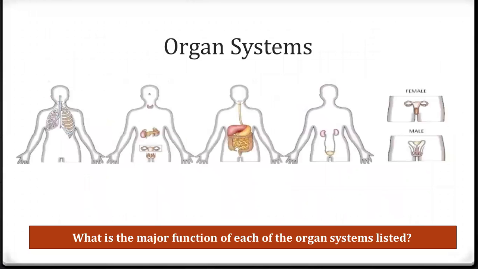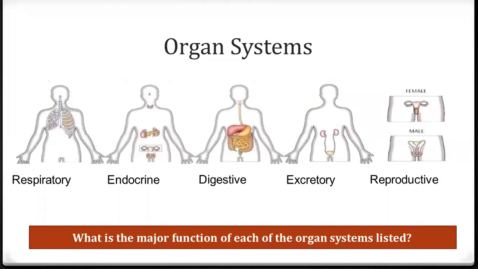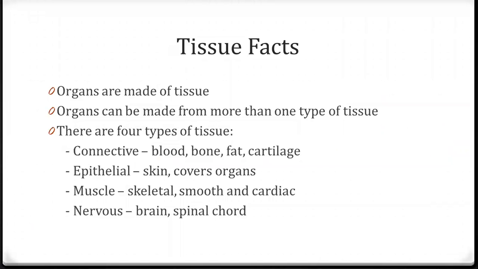On the bottom row, we have respiratory, which helps provide your cells with oxygen. Endocrine is anything that deals with hormones. Digestive, digesting your food. Excretory, getting rid of waste. And reproductive systems. Okay, so moving right along, some tissue facts.